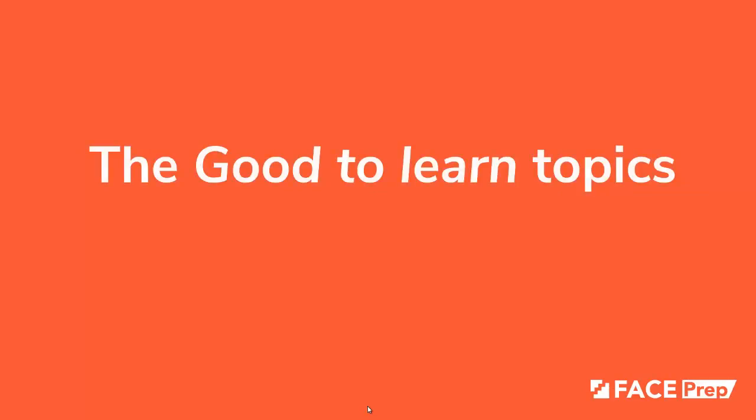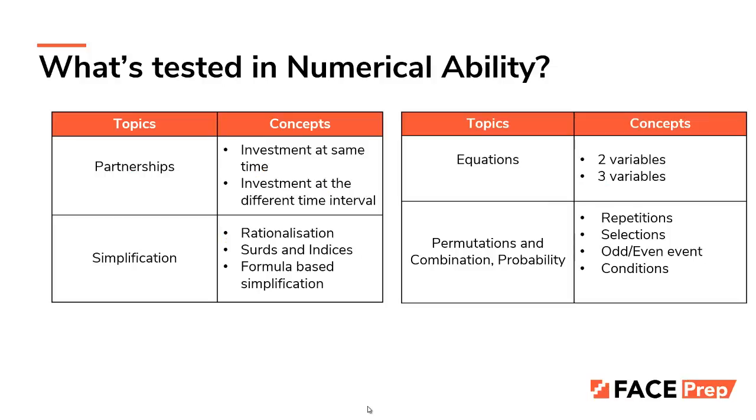Okay. So next in line are the good to learn topics. These are the topics which appeared in the slots, but not common in every slot. For example, these topics would have appeared in slot 2 and slot 3, but not in slot 1. But it is important when we are saying what's being tested in numerical ability, what we can expect to appear. So in that sense, you have to prepare partnership, simplification, equations, permutation, and combination also.